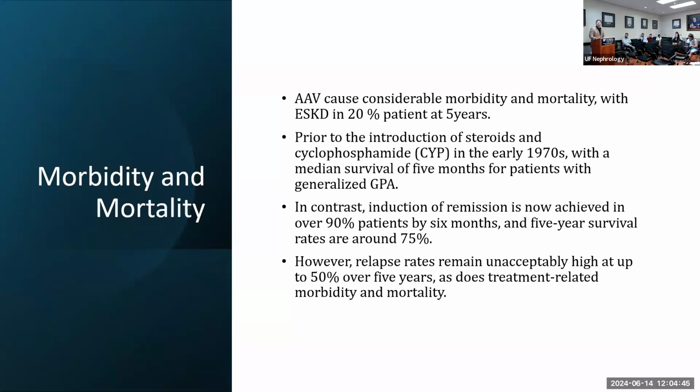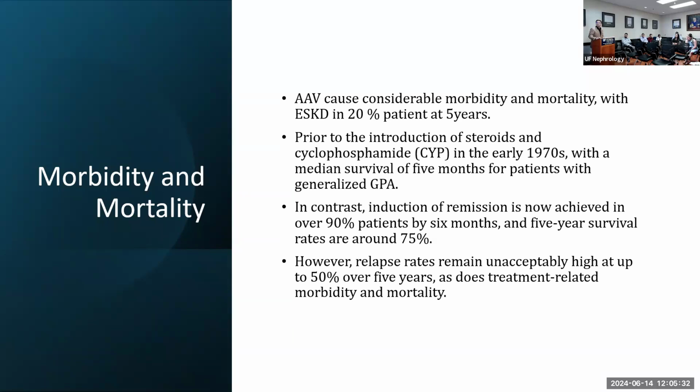Morbidity and mortality are considerably high. About 20% of patients progress to ESKD in 5 years. Before steroids and cyclophosphamide were found, the median survival of patients with ANCA vasculitis was 5 months. But right now, we can achieve remission in 90% of patients by 6 months, and the 5-year survival rate is around 75%. But the relapse rate is still very high, about 15% of patients in remission will relapse.